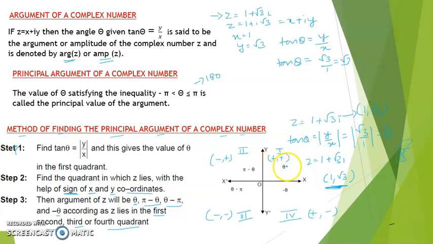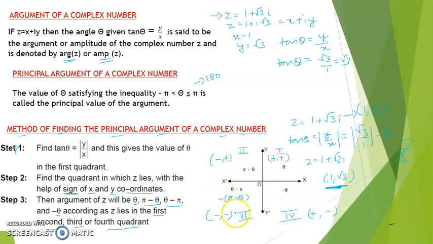So this is theta. In second quadrant it will be pi minus theta. In third quadrant it is theta minus pi, or you can take minus pi plus theta, because when you open this bracket you will get minus pi and plus theta. So it will be easy for you to remember: theta, pi minus theta, theta minus pi, and minus theta.